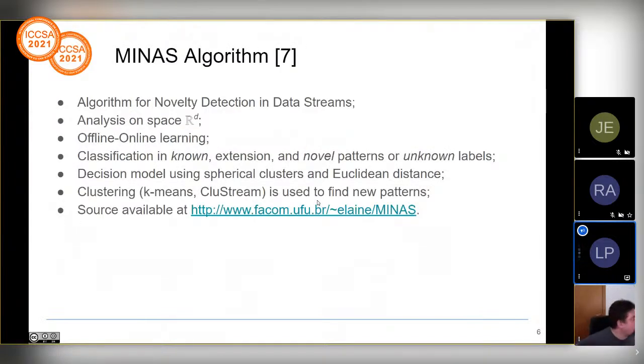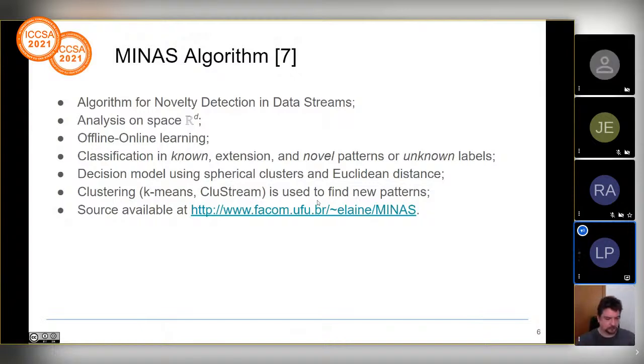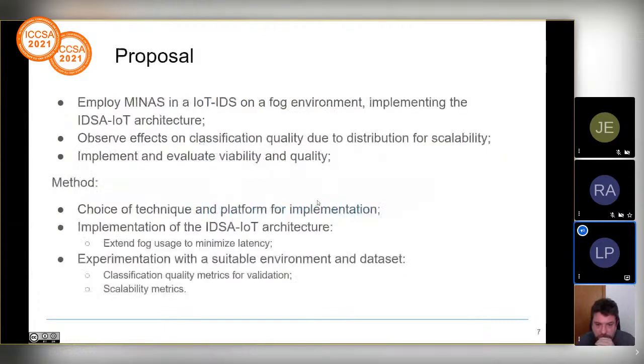With the state-of-the-art explored, we present the chosen algorithm, MINAS. MINAS is an offline-online novelty detection algorithm that takes a flow of examples and gives examples labeled as known, extension of a known class, novelty, or unknown. To that end, MINAS uses a list of spherical clusters as model and Euclidean distance for the classification test. It also uses k-means and clustering as basis to find new patterns.